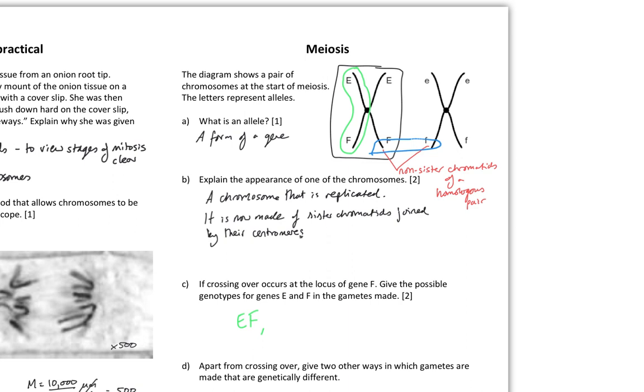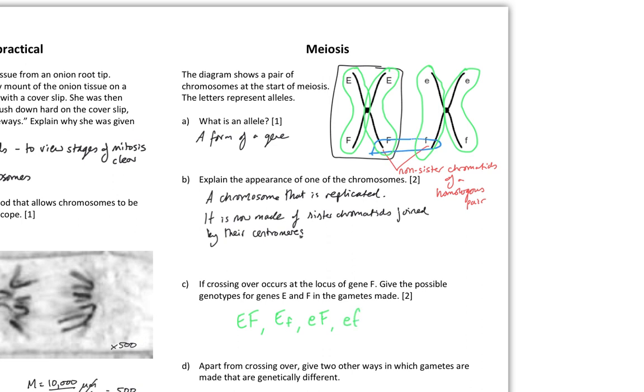Get there eventually. Yeah, and then this one here, however, has crossed over on the F, so I'm going to have a big E, little f gamete. Then I'm onto this one over here that's gained a big F, so it's little e, big F. And then I've got this one at the end over here, which has not done any crossing over, which is little e, little f.